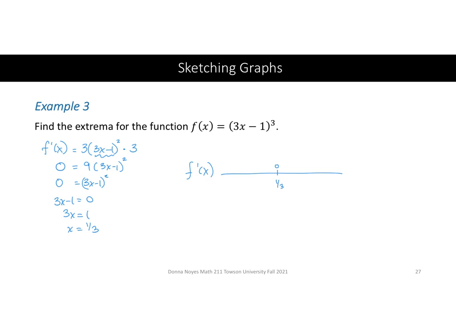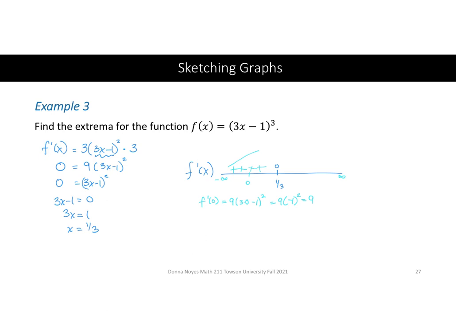So now, knowing that we've got our negative infinity down here and our positive infinity up here, let's test some values around 1/3. Let's test maybe 0 here. Well, what's f prime of 0? f prime of 0 is 9 times 3 times 0 minus 1 squared, or 9 times negative 1 squared, which is just 9, so it's positive. So our function is increasing from negative infinity to 1/3.